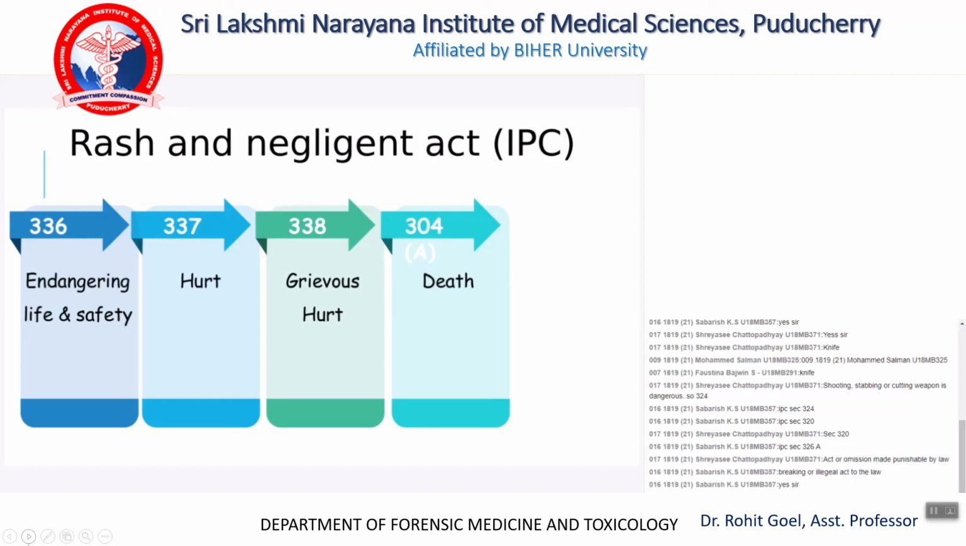Second thing, these sections will keep on adding. When the charge is filed, these will be added on. Next, if B sustains only hurt, 337 will be added. If B sustains grievous hurt, then section 338 will be added instead of 337. And if B dies, then section 304A will be added instead of 337 or 338.